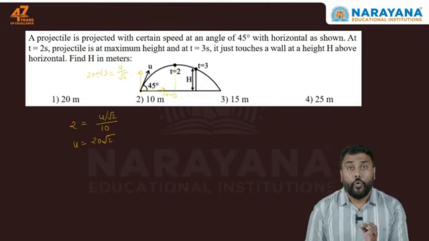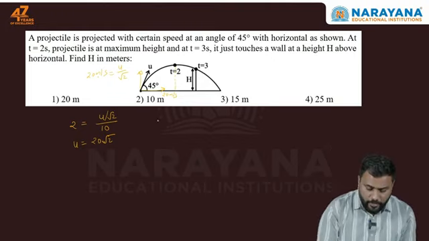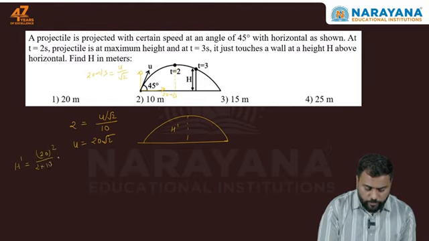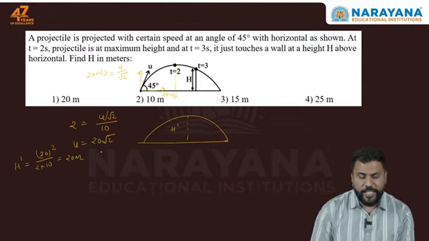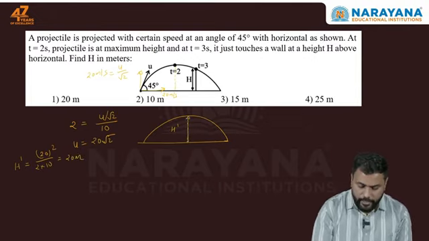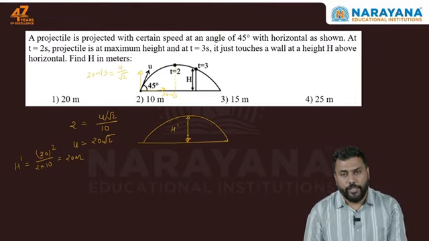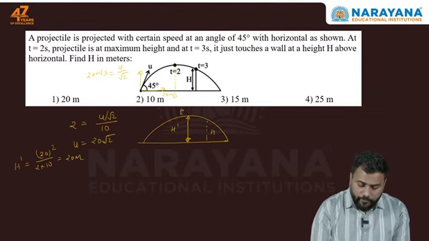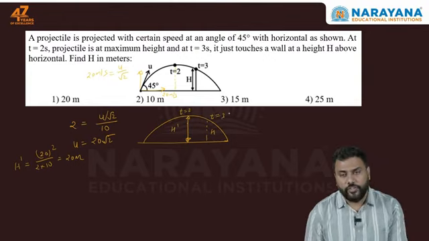Knowing that, I can calculate the maximum height attained by the projectile at 2 seconds. That H max, which I am calling H dash, is going to be u sin theta whole squared by 2g, which is 20 squared by 2 into g. This is going to be 20 meter. Here the maximum height achieved by the projectile is 20 meter. We need to find the height of the wall. The projectile reaches its highest point at 2 seconds, and it reaches the wall at 3 seconds.